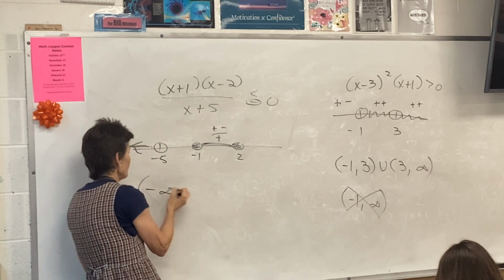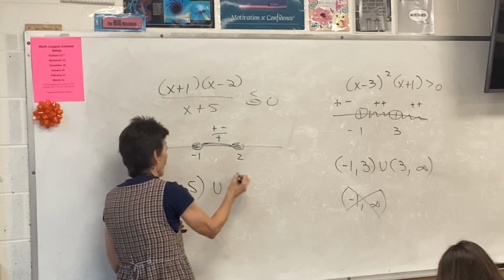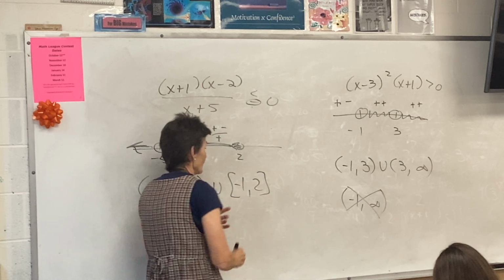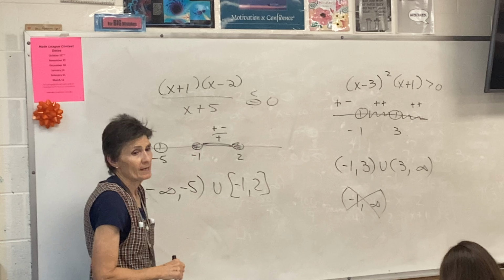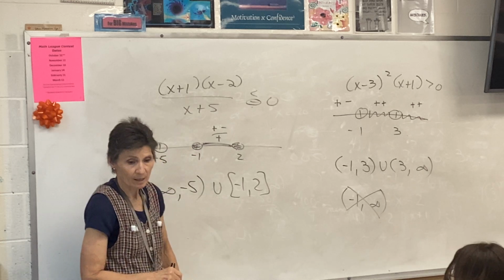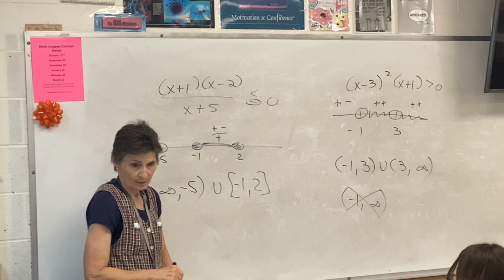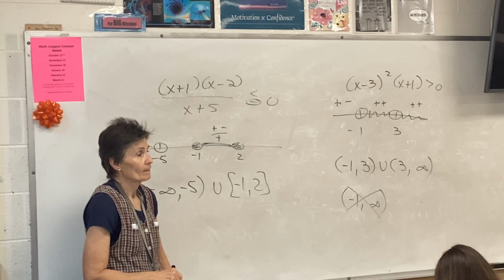So, negative infinity to negative 5, or negative 1 and 2. And I'll use brackets on the negative 1 and 2 because those dots are colored.